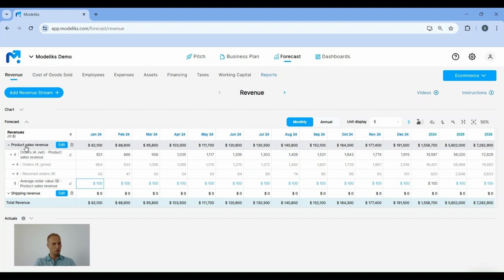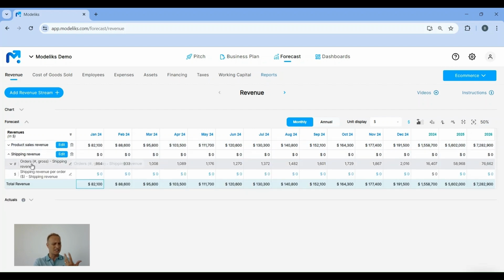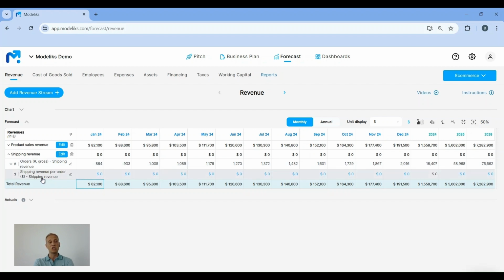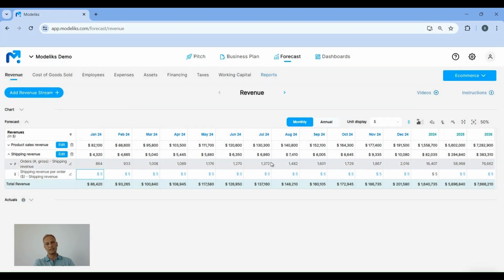Now let's move on to our shipping revenue. It's a very simple calculation here. The shipping revenue will be calculated based on the total gross orders that we have for our business multiplied by the shipping revenue per order. Let's say that we charge customers $5 shipping cost for every order that we ship. With just that input, now we have calculated the total shipping revenue.